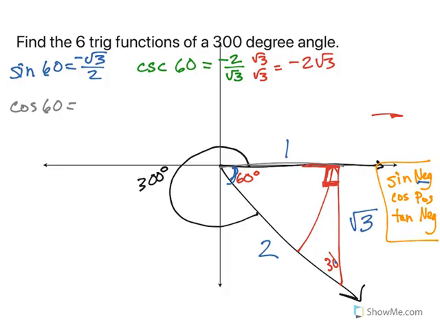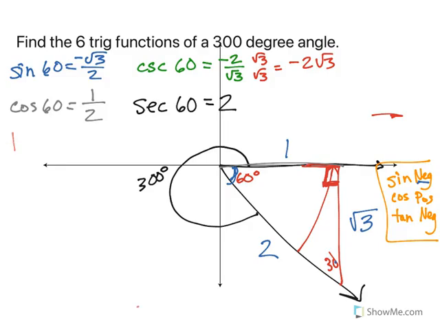Next is the cosine of 60. Well, cosine is adjacent over the hypotenuse. Cosine is positive, so I'm good to go there. Let's go ahead and do the secant of 60 at the same time. We simply flip it, and the secant of 60 is 2.